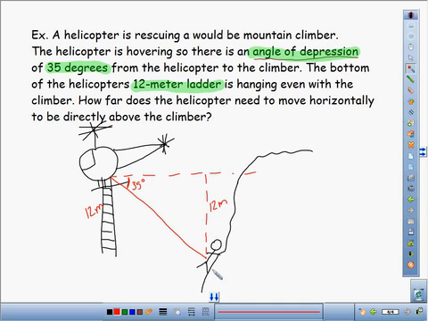And then we have to figure out, what are they asking us for? Are they asking us what this distance is? No, they said, how far does the helicopter need to move horizontally to be directly above the climber? So they need to know, how much does this helicopter need to scoot over so that it will be directly above the climber so the climber can grab the ladder. Makes sense. So this is the side that we're looking for, this side over here.